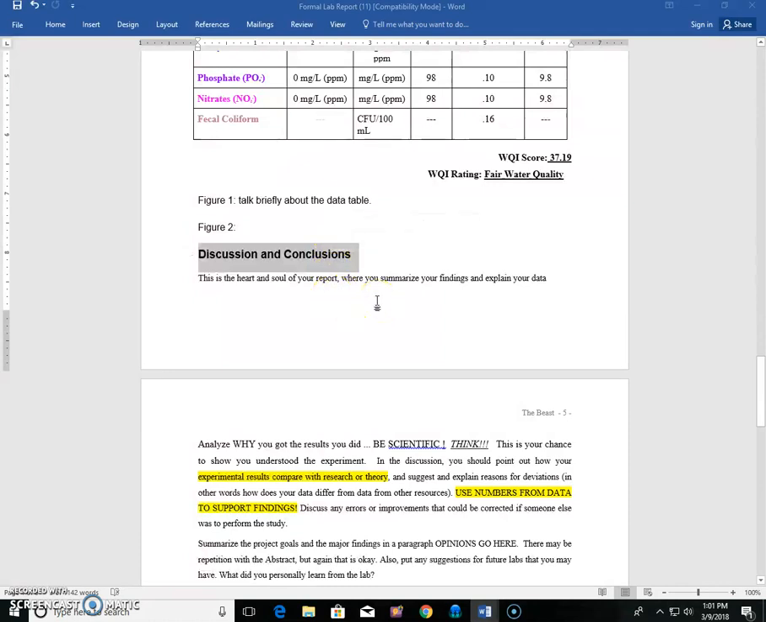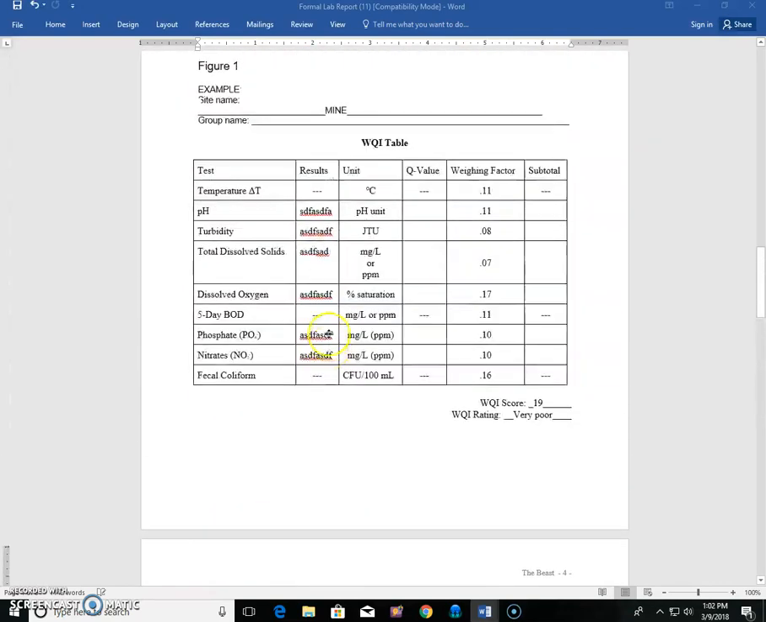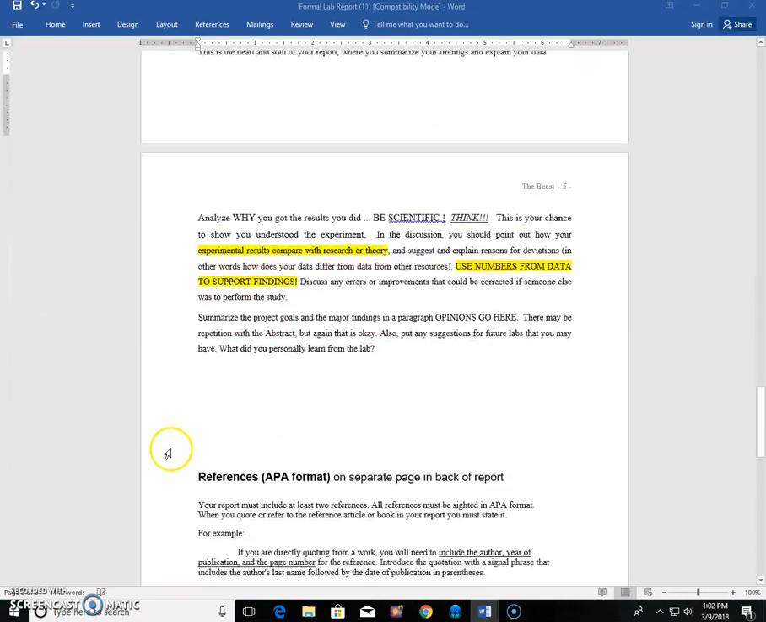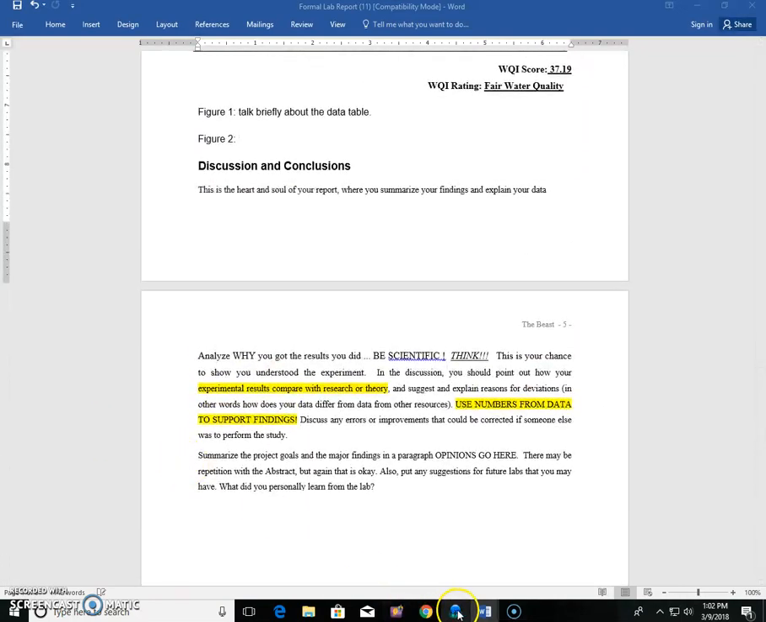There are 2 sets of data tables that you are using. So just an FYI, you're going to be using both data tables, yours and the one that you chose. You're going to compare them, you're going to contrast them, big words.